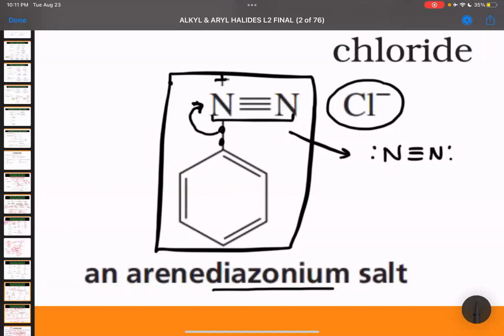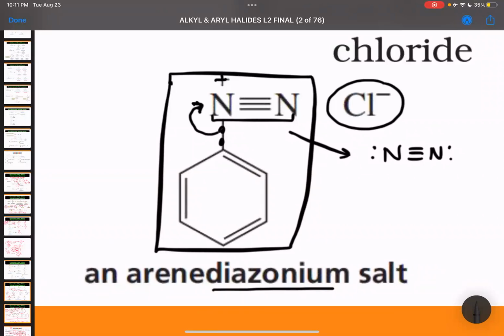And why is it so desperate to leave? It is because N2 is a very good leaving group. And who told us that N2 is a very good leaving group? Look at the composition of our atmosphere, which has 70% nitrogen. Why does it have so much nitrogen? Because N2 is very stable. And something that is very stable can come out very easily. So this is a very good leaving group, first of all.